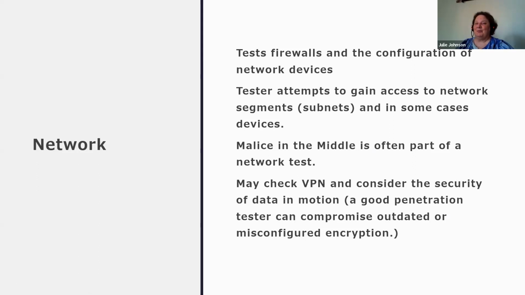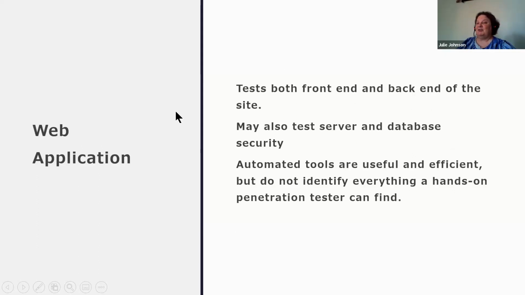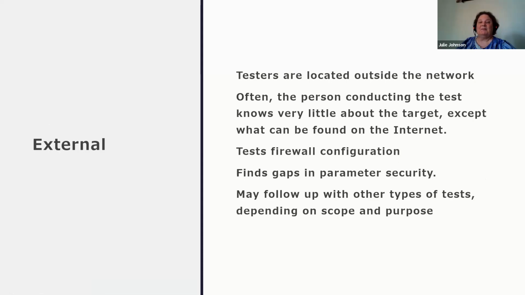Always the scope. A penetration tester is only authorized to access what is included in the scope document. Web application tests will look at both the front end, which we saw a little bit when I showed you the code, but that's only the front end. We will test the back end through injection attempts and vulnerability scans. We will also consider the server and database security. Automated tools are pretty useful, but they do not do everything that a hands-on penetration tester can find.